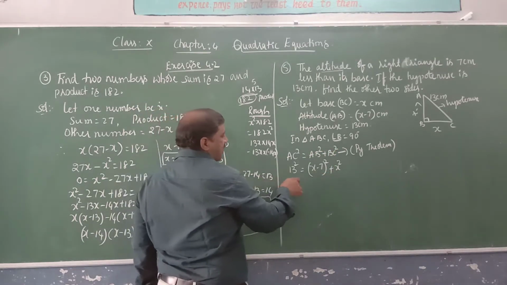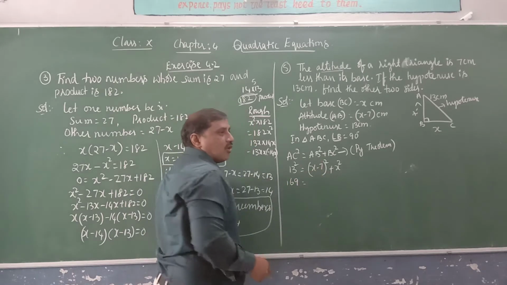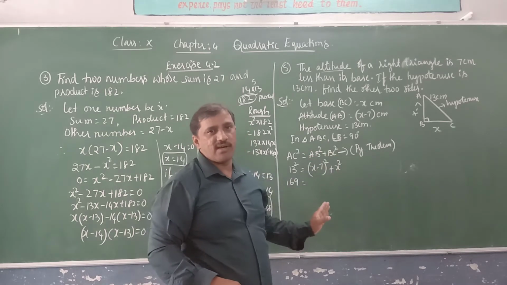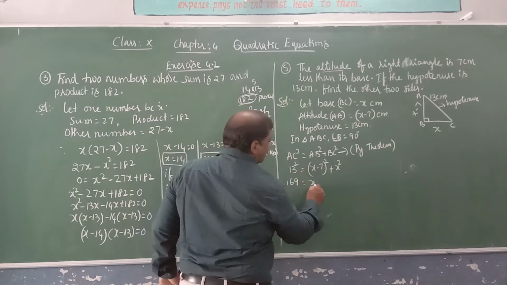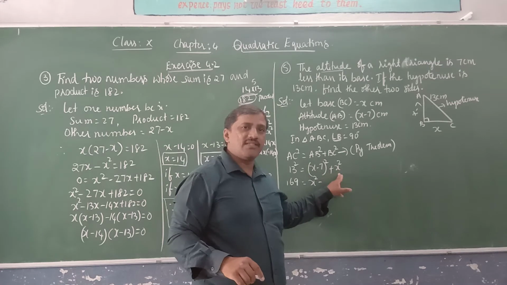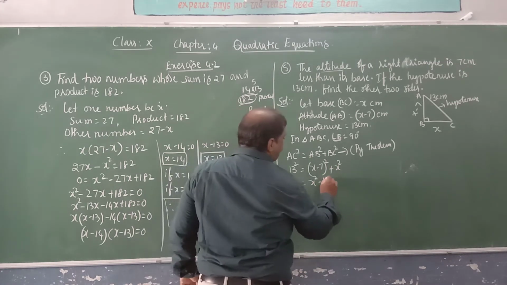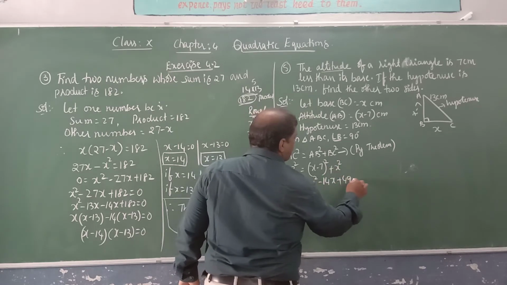Now simplify this. 13 square is equal to 169, and x minus 7 whole square is in the form of a minus b whole square, which is a square minus 2ab plus b square. So a square is x square, minus 2ab, 2 into x into 7, 2 into 7 is 14, therefore minus 14x, plus 7 square, which is 49, plus x square.